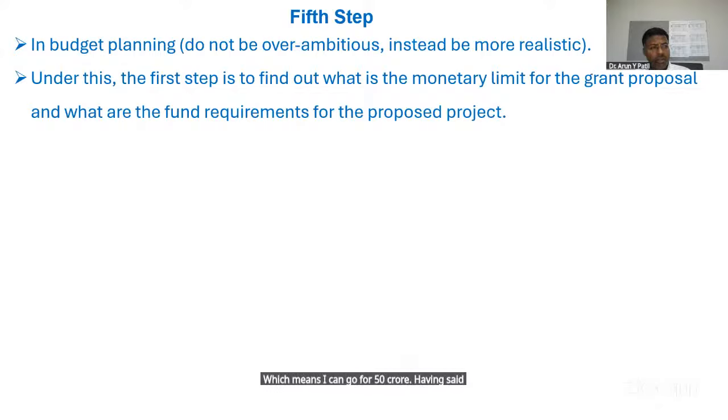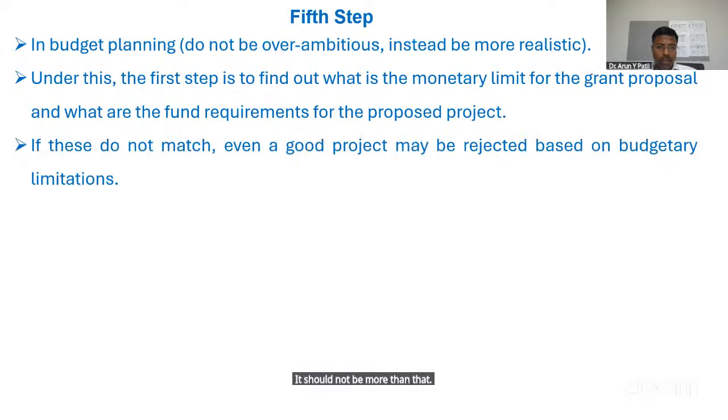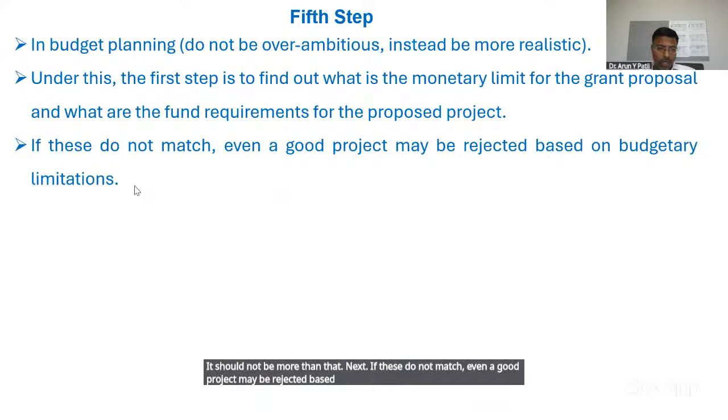Having said that, I should not target 50 crore now. I have to make sure at what level my work can be realized. If it is coming somewhere around 5 crore, I should be able to only keep evidence with respect to that and go with the proposal. It should not be more than that. Next, if these do not match, even a good project may be rejected based on the budgetary limitation.